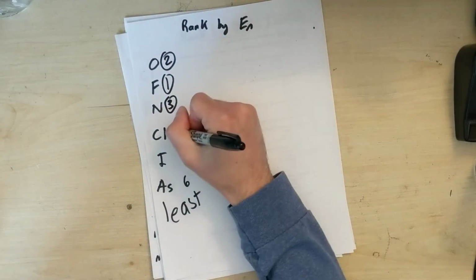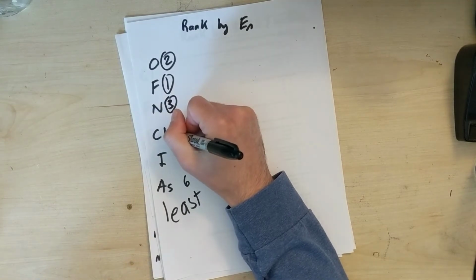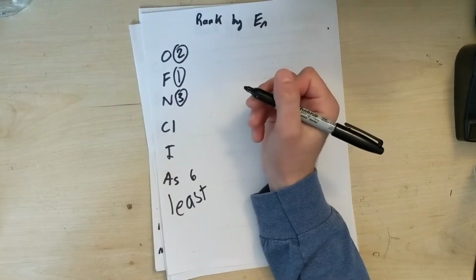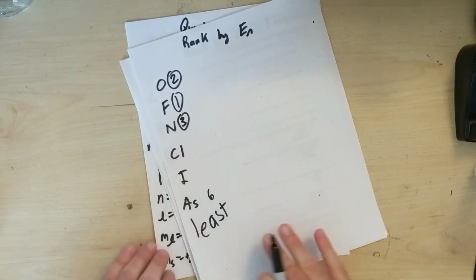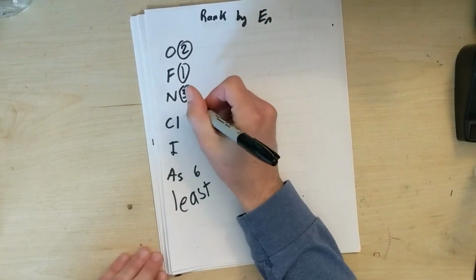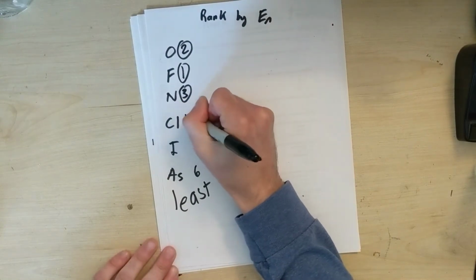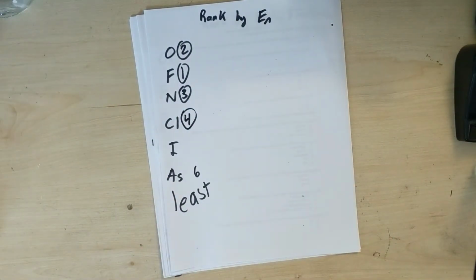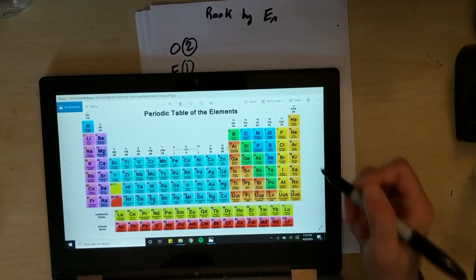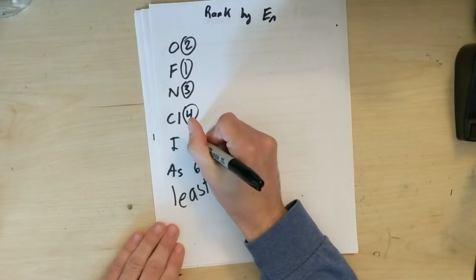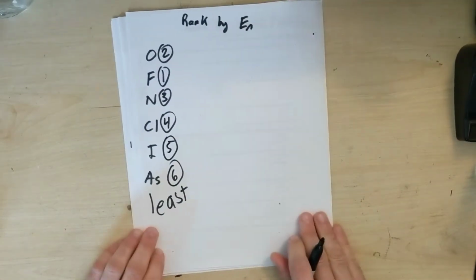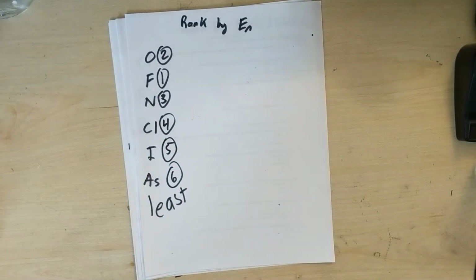Although chlorine is directly underneath fluorine, it's still not as electronegative as nitrogen. That's what I mean by the trend being stronger horizontally than it is vertically. And so if we look at chlorine, that will be 4, right? So chlorine is over here. Iodine's all the way down there, so that's going to be 5. And arsenic is going to be 6. So that's electronegativity. Just remember, nitrogen, oxygen, fluorine are the most electronegative elements.